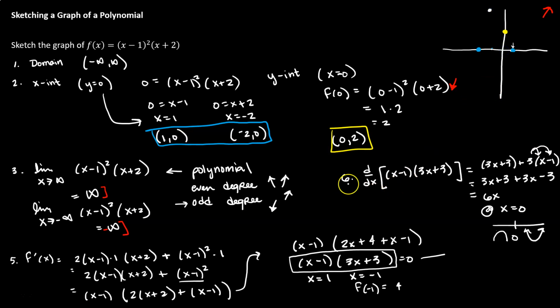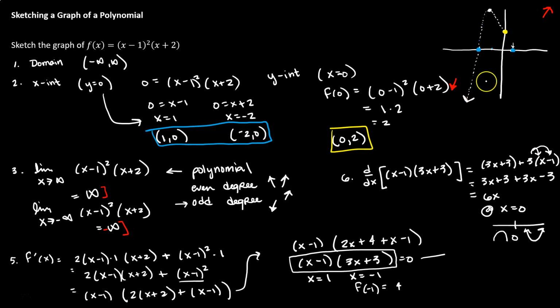And then we have our concavity from step 6. It says from negative infinity all the way up to 0, our graph is concave down. Using that, we can connect our y-intercept to this point we drew from our critical point, back down to our x-intercept, and then we can continue downward because of the end behavior of our graph.